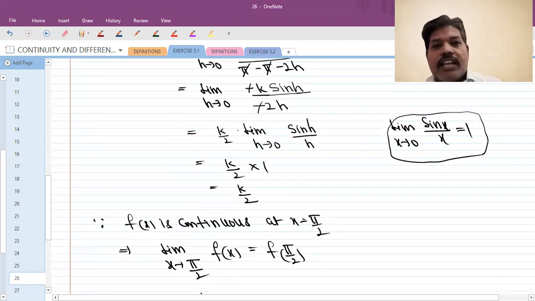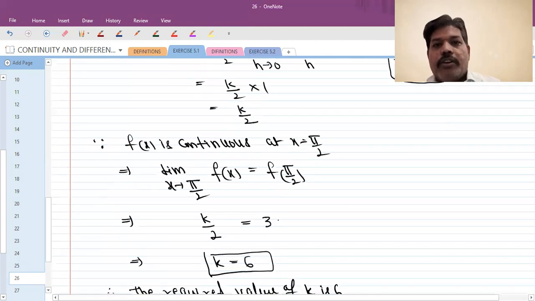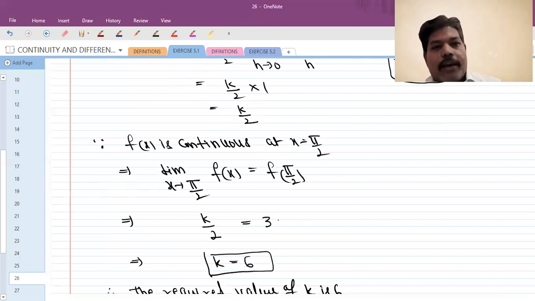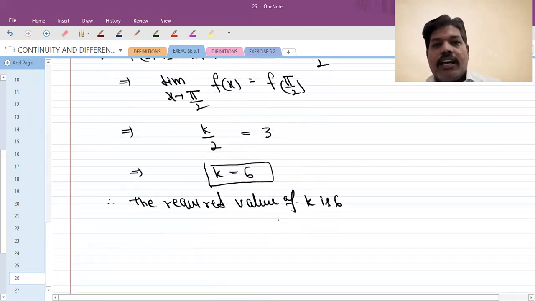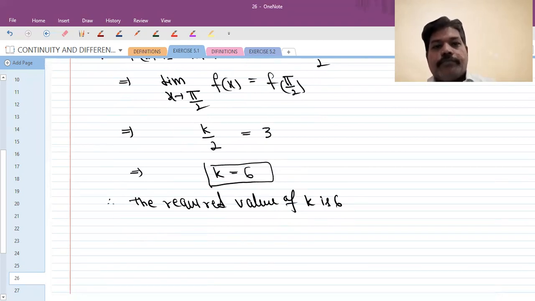Since f of x is continuous at x is equal to pi by 2, by the definition we already know that limit x tends to pi by 2 of f of x will become f of pi by 2. Equate these two, what happens? k by 2 is equal to 3. So automatically k is equal to 6. Therefore, the required value of k is 6 only. So see that question, students, and practice this question.